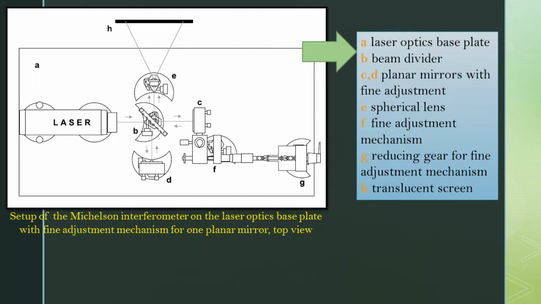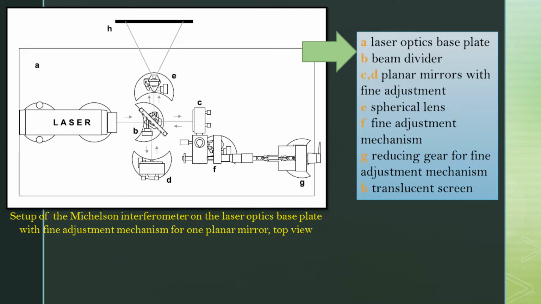That I'm coming to later. E is the spherical lens. The lights which have been received through the reflections and the transmissions through mirrors D and C will be received in the spherical lens, and we will get the interference pattern on the screen.